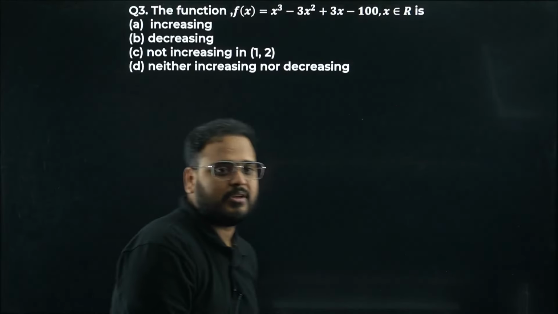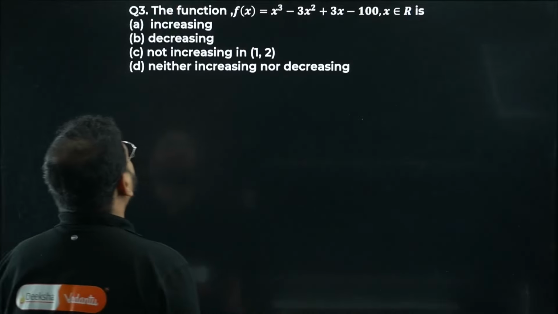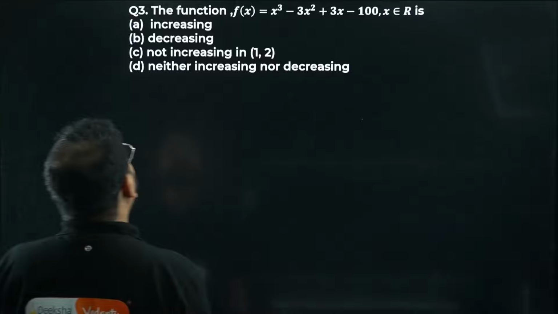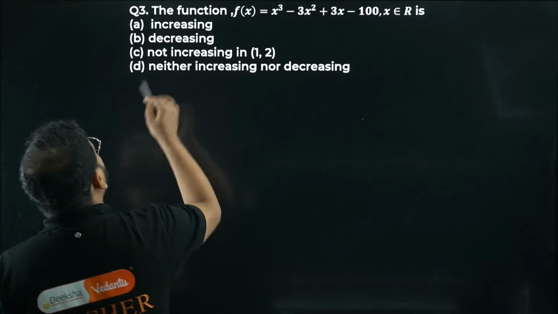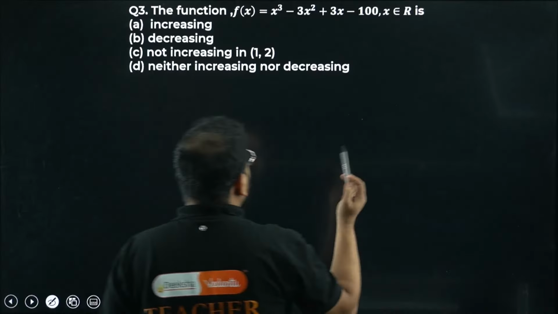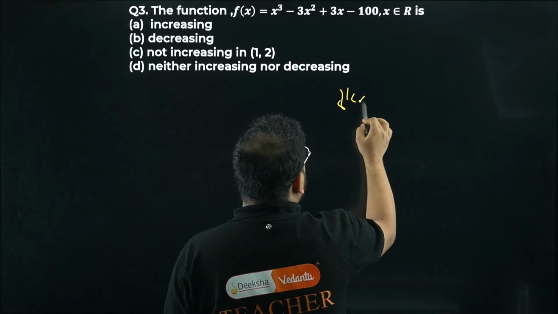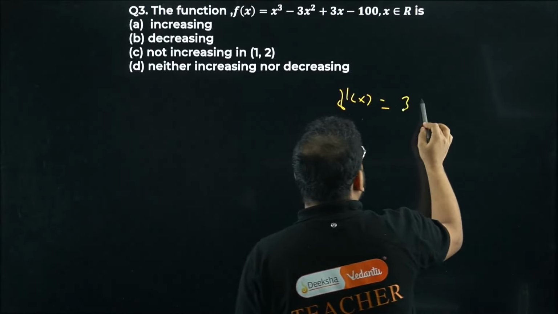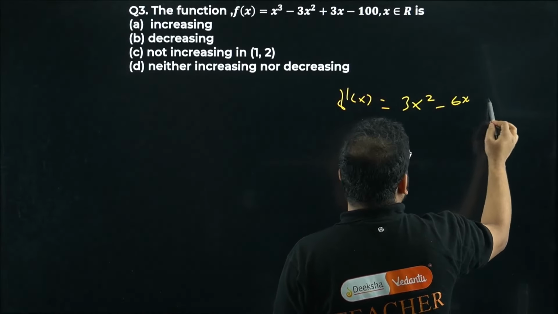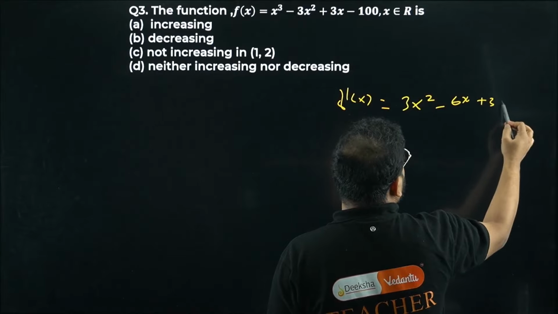Next, question number 3. What we have here is the function given like this: f(x) equals x cube minus 3x square plus 3x minus 100. Look for this function's nature: increasing, decreasing, not increasing, like that. Let's solve this. So what is the first step? If you remember, we have to find the derivative. It will come as 3x square minus 6x plus 3, and that will be 0, no?